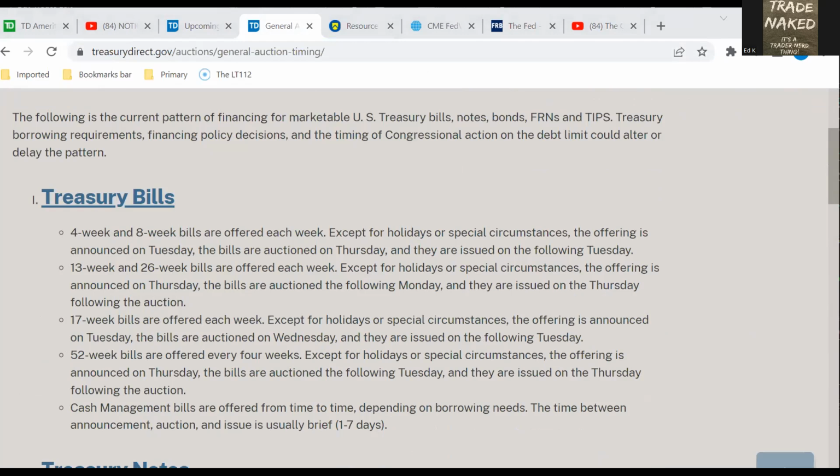This goes into a little bit of what is a T-bill, what is a treasury bill, how do they work, et cetera, et cetera. I'm going to hang on this page for a minute. We'll go through it in just a minute.